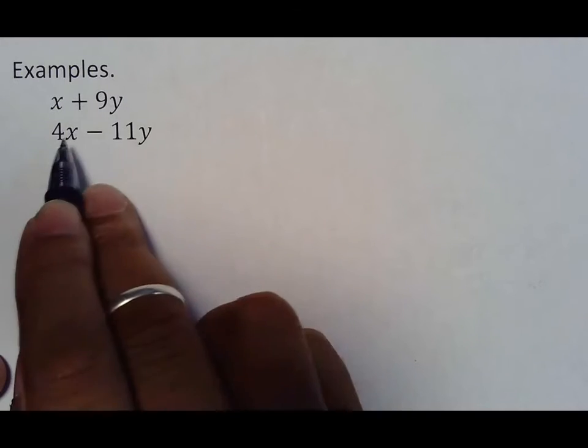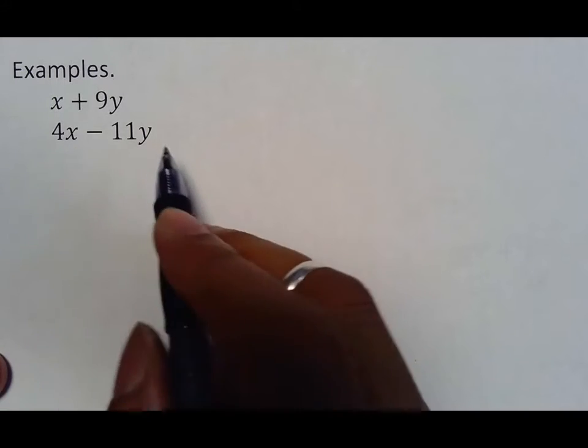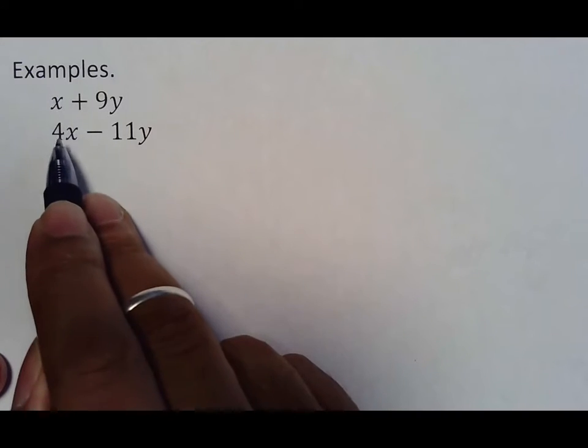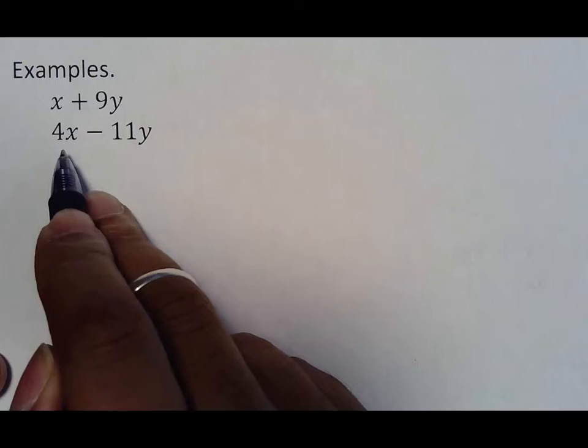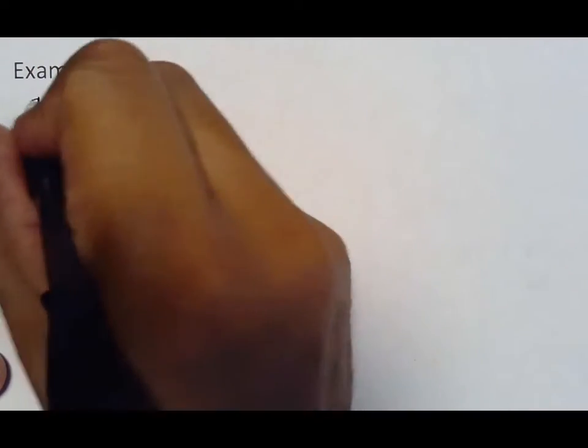You have x plus 9y, you have 4x minus 11y, and we want to eliminate x. Our goal is to get this to look like that. What's missing is a 4. So what I'm going to do is multiply. Actually, I won't do it that way.